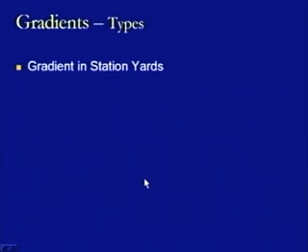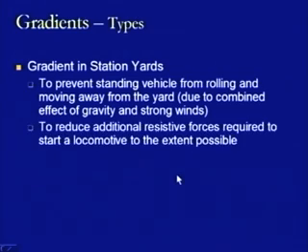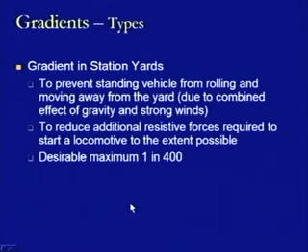Now, in the case of station yards, the gradients are provided to prevent a standing vehicle from rolling and moving away from the yard because of strong wind or a gravity effect. We have to look at a gradient which is sufficient to keep things in position. So as to reduce the additional resistive forces required to start a locomotive to the extent possible, we have to provide these gradients, and the desirable maximum value is 1 in 400.